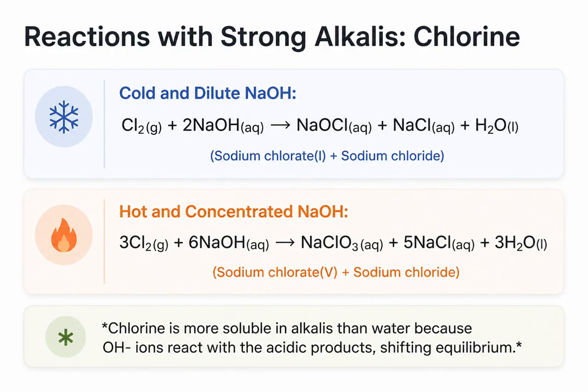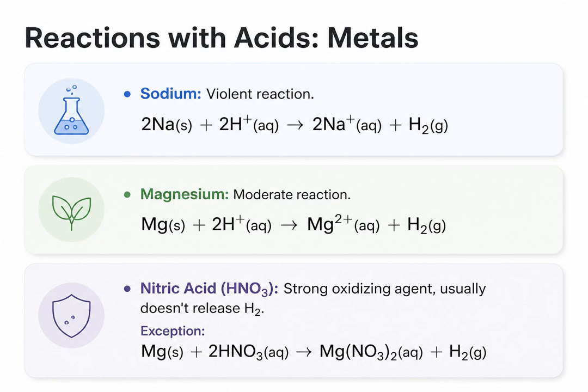Chlorine's reaction with sodium hydroxide depends heavily on the conditions. In cold, dilute alkali, it forms sodium chloride and sodium chlorate(I). But if you use hot, concentrated sodium hydroxide, the reaction goes further to produce sodium chlorate(V) along with sodium chloride. Chlorine is much more soluble in alkalis than in water because the hydroxide ions neutralize the acidic products, driving the equilibrium forward.